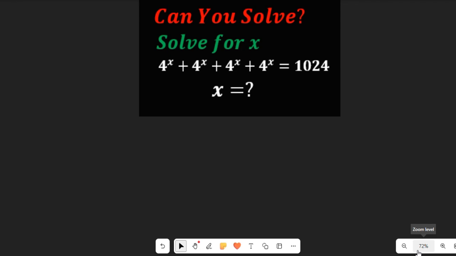There are various methods we can use in solving this. I'm just simply going to show you one simple method. And what is that method?